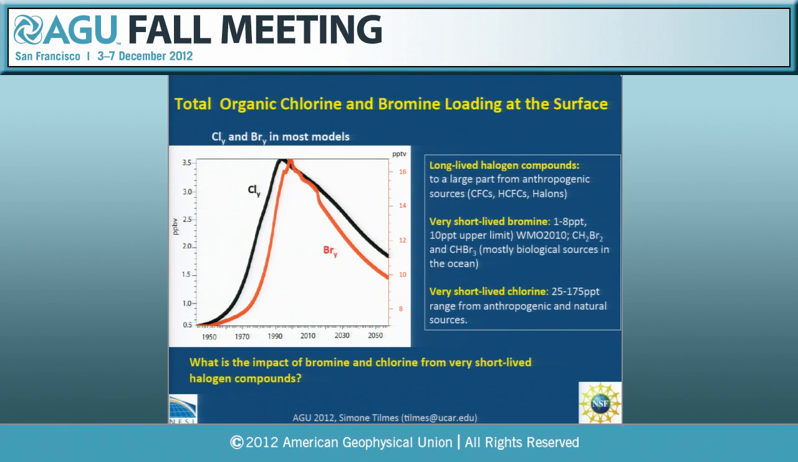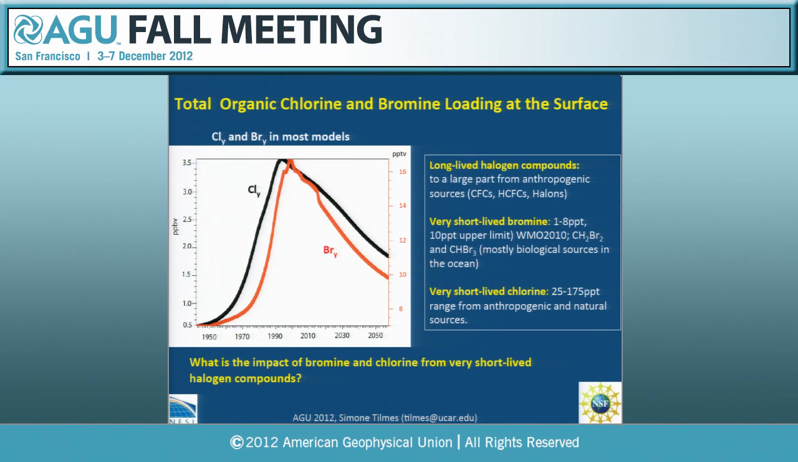And so, as I said before, we usually consider in models the long-lived halogen species. These are the ones that come from the CFCs, HCFCs, halons. They increase drastically and then decrease. And we have the chlorine and the bromine components. And chlorine is usually much more abundant than the bromine abundance.